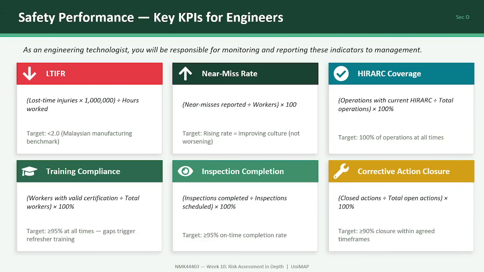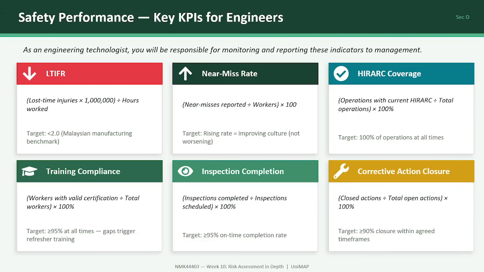Training compliance. Formula: workers with valid certification divided by total workers, multiplied by 100%. Target: 95% or above at all times. Gaps trigger refresher training, not optional, not deferred. Inspection completion rate. Formula: inspections completed divided by inspections scheduled, multiplied by 100%. Target: 95% or above on time.